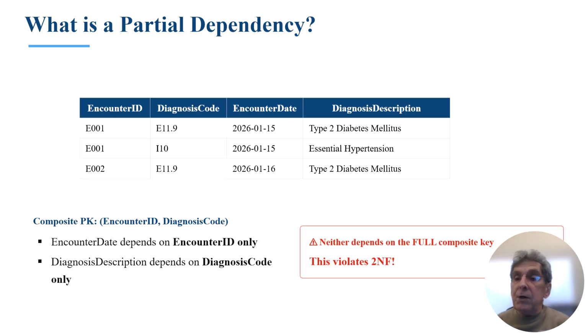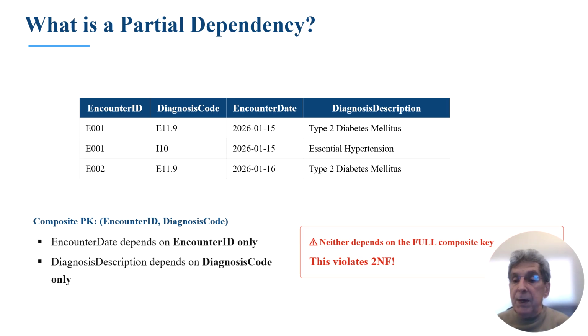Let's look at a concrete healthcare example of partial dependency. This table tracks which diagnoses were recorded at each encounter. The composite primary key is encounter ID, diagnosis code. Together these identify a unique row. Now let's look at the non-key attributes. Encounter date depends only on encounter ID. If I tell you the encounter ID is E001, you know the date was January 15th, 2026. You don't need to know the diagnosis code to determine the date. This is a partial dependency.